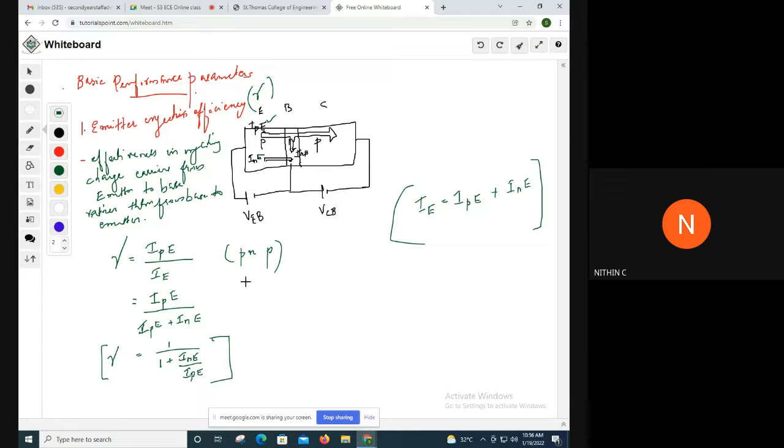Effectiveness of injecting charge carriers from emitter to base rather than from base to emitter. It is mathematically represented as the ratio of the emitter current due to holes injected from emitter to base to the total emitter current in case of PNP transistor. For NPN it will change, because the majority carriers there will be electrons. This equation is applicable only to PNP transistors.